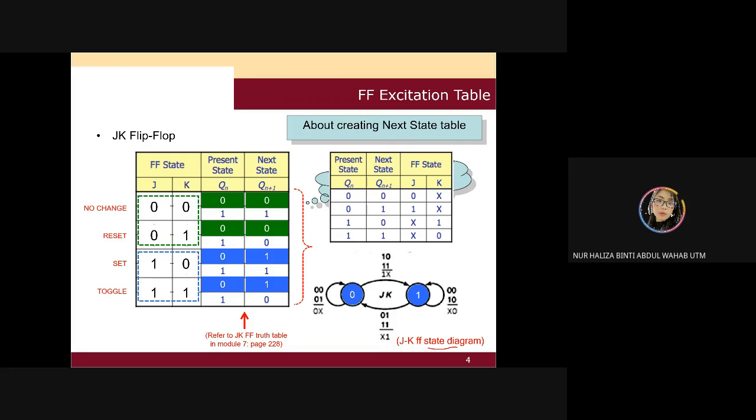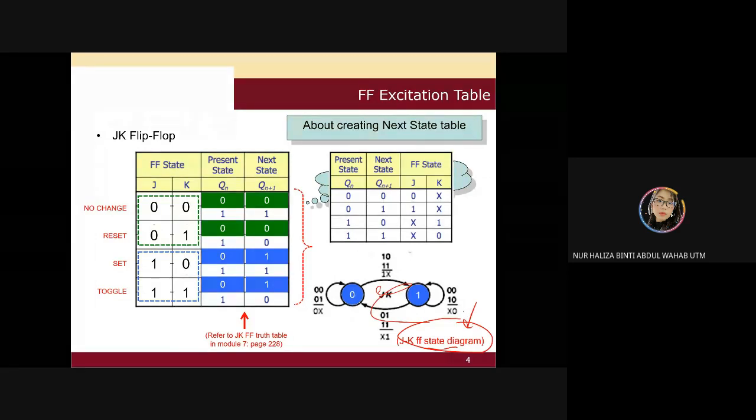Okay. So any question? Because next time you will be given the state diagram, you need to come up with the logic diagram. You need to come up with the present and next state diagram. The transition table also.